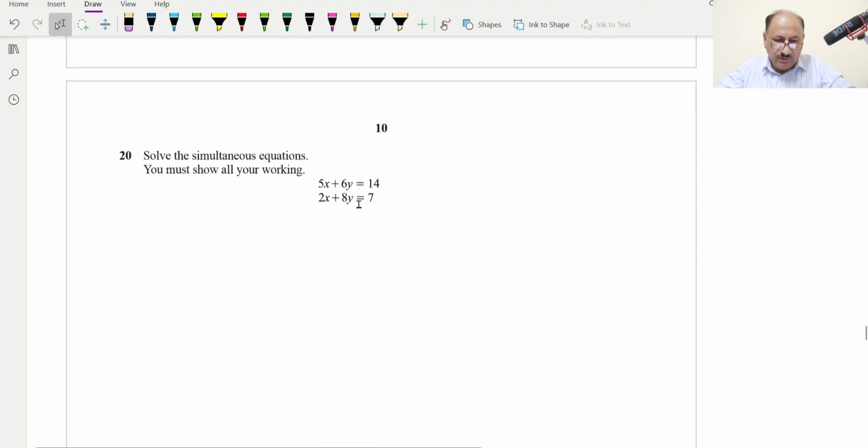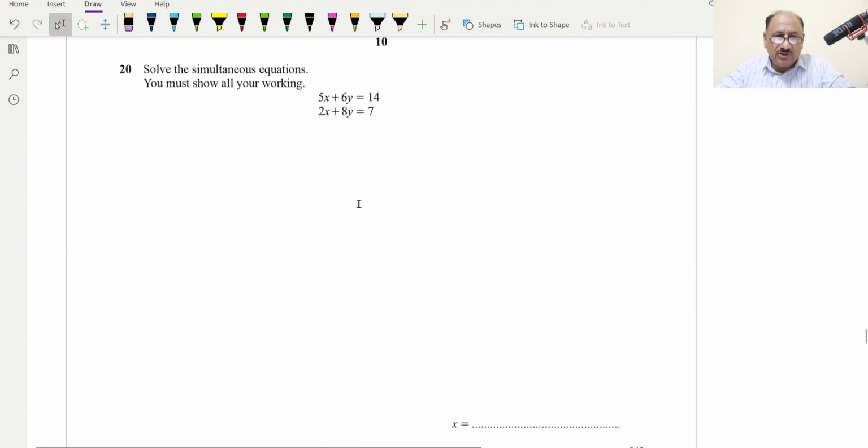Hopefully you understood this. Now simultaneous equation, question number 20, and we have to solve the simultaneous equation and show all working. These are two equations provided. We have to equalize the coefficients of x or y. I'm equalizing coefficient of x, so equation 1 will be multiplied by 2 and equation 2 will be multiplied by 5, and modified equations will be what?